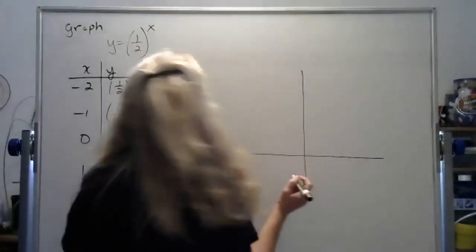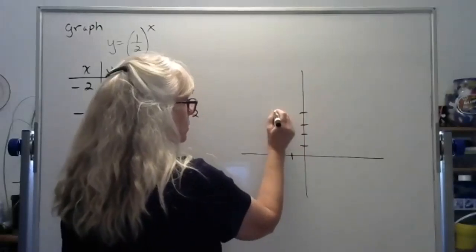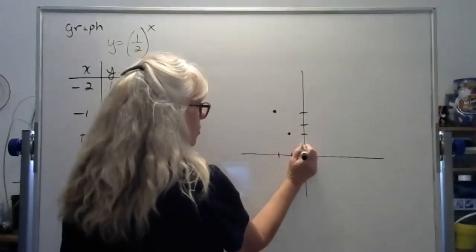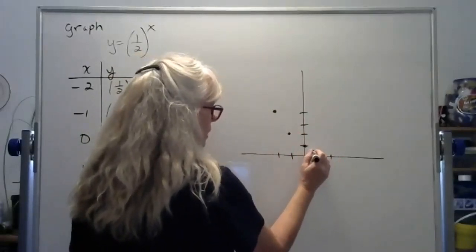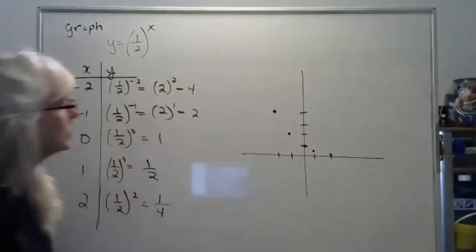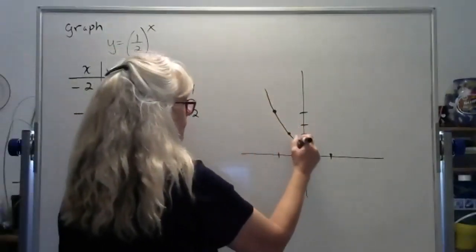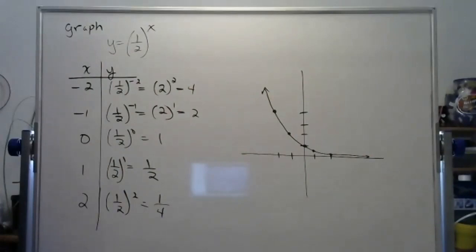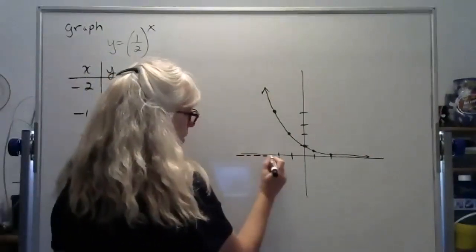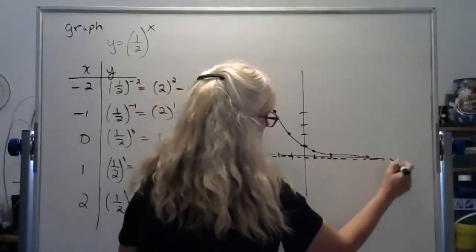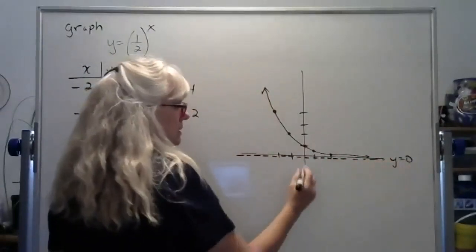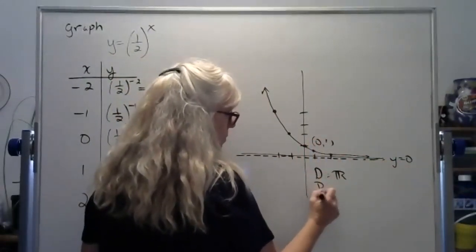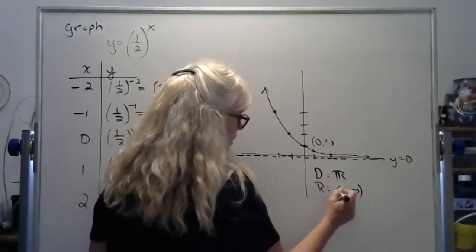What is that doing to our picture? At -2, we're going to be up here at, I'm sorry, +4. At -1, we're up at +2. We still have 0, 1. But now on the right side is where we're going to get closer and closer to the axis. So the graph does something like that. Still have our horizontal asymptote sitting here. That's not changing. Still at y equals 0. Notice the y-intercept is still at 0, 1. The domain would still be all real numbers, and the range would go from 0 to infinity.